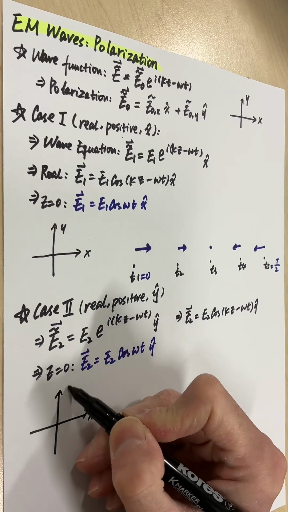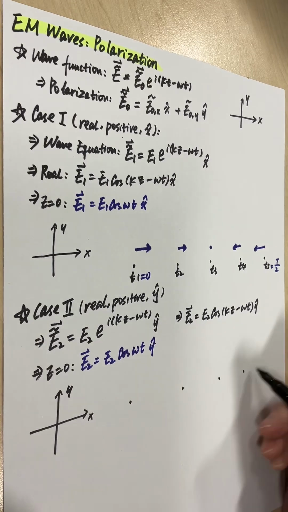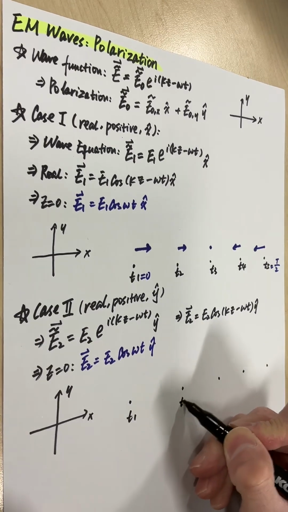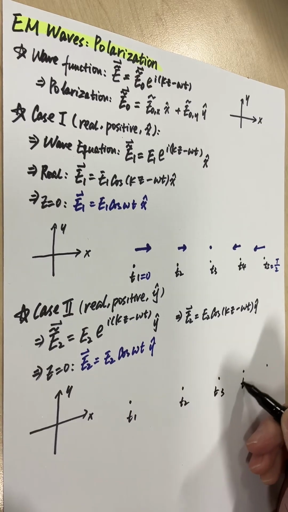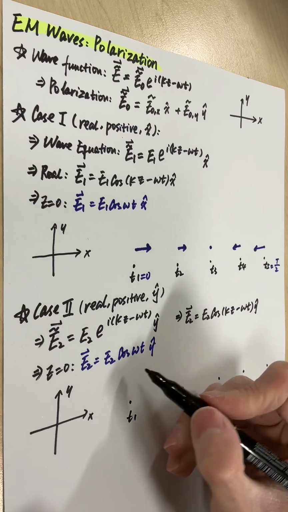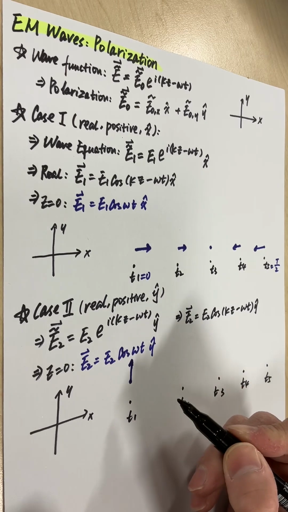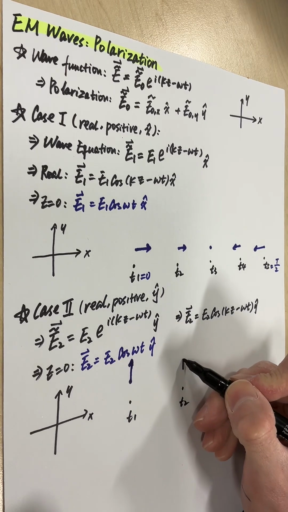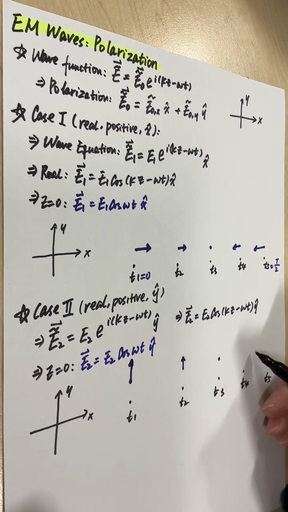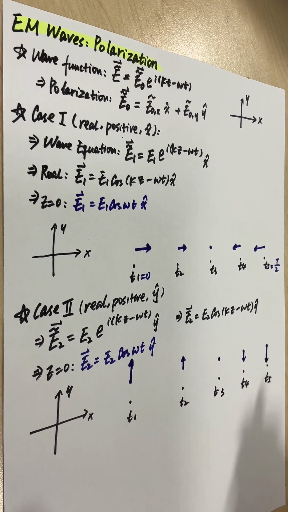So I have x and y. Now we also observe this over 5 time instants: t1, t2, t3, t4, t5. Now polarization is in the y direction. When t equals 0, we reach the maximum in the y direction, and then it reduces, and then it's 0, and then it increases in the opposite direction, and then it increases to the maximum in the opposite direction.